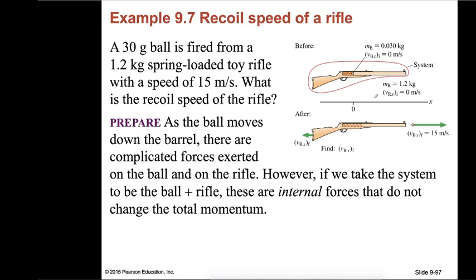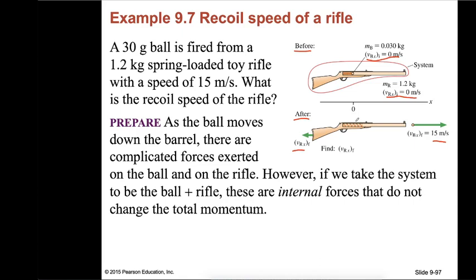Okay. Now, let's see the initial and final states. In the initial state, the velocity of the rifle is zero, and for the ball, the velocity is also zero. If we take the ball and the rifle as our system, then the initial momentum is zero because the initial velocity for the ball and the rifle are all zero. After the fire, the ball gained some momentum or velocity, which is shown here. And we are trying to find out the velocity of the rifle.